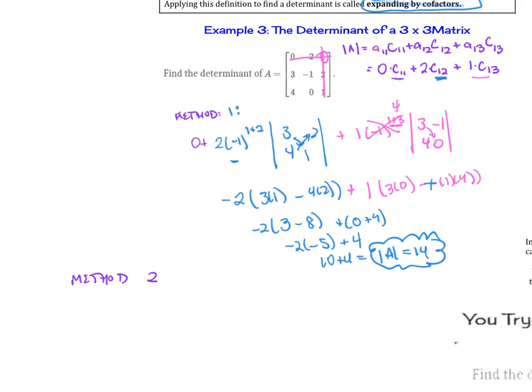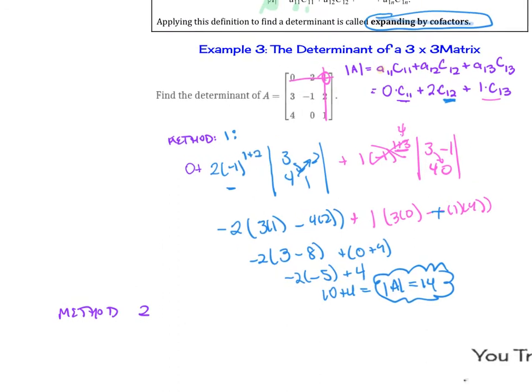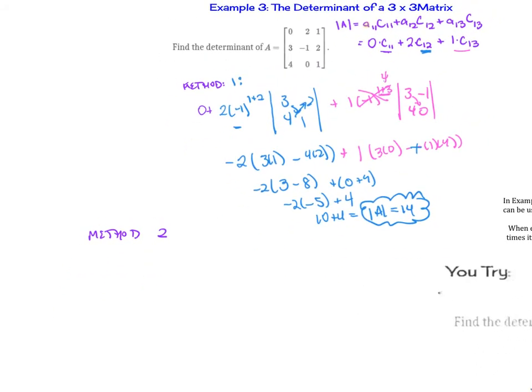So how this works is that we're going to take this matrix here and rewrite it. So just rewrite the entire matrix. This is 0, 2, 1, 3, negative 1, and 2, 4, 0, and 1. After you rewrite the matrix, what you do is you rewrite the first 2 columns to the right of it.